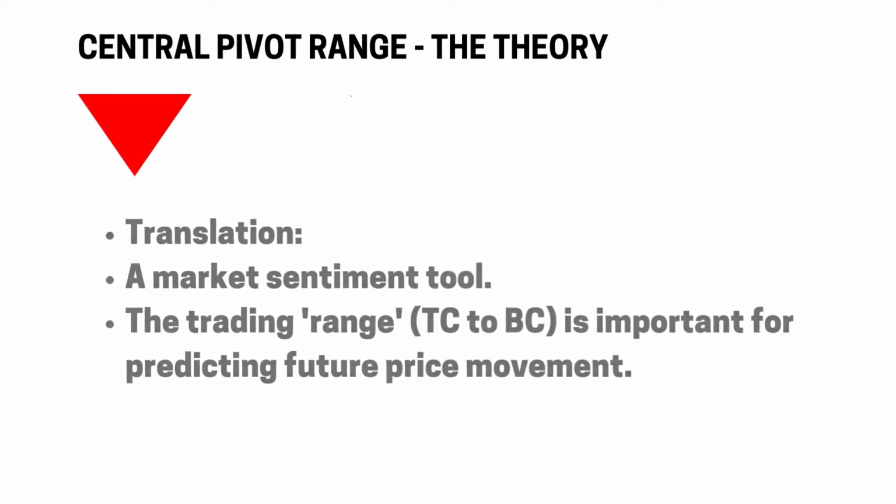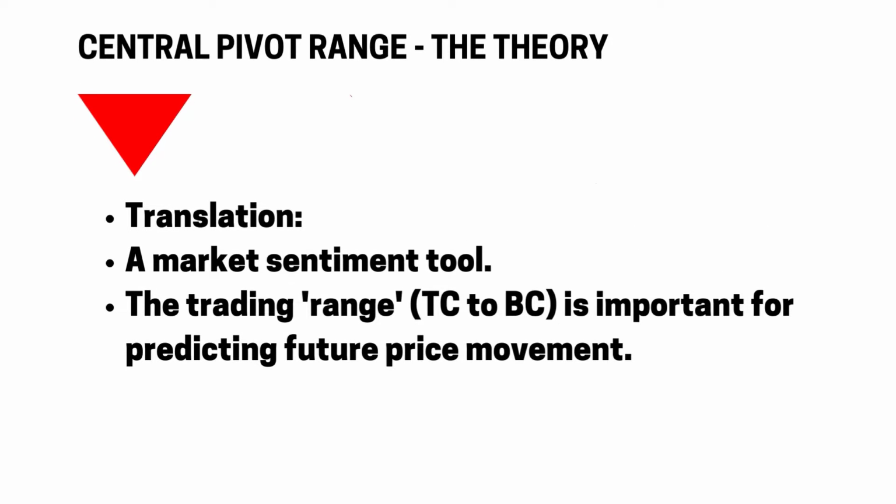What is this trying to tell us? Well, it translates quite simply as that range, the TC to the BC, is important for predicting future price movement. It's a sentiment tool that you can use, like I say, to gauge where the price may be heading next.